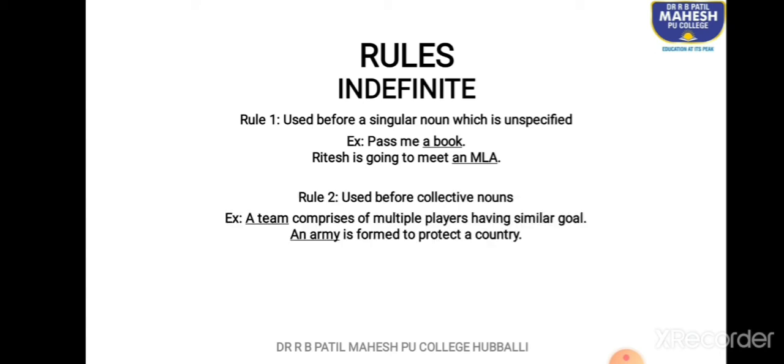Rule number two: the indefinite article is used before collective nouns. Examples here: a bunch, a team, a group, etc. A team comprises multiple players having a similar goal. So, team is a collective noun, so before that, a has to be used. Another example: an army is formed to protect a country.